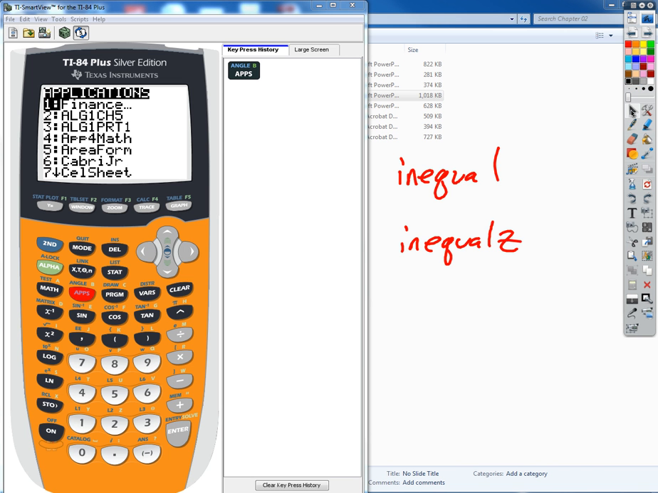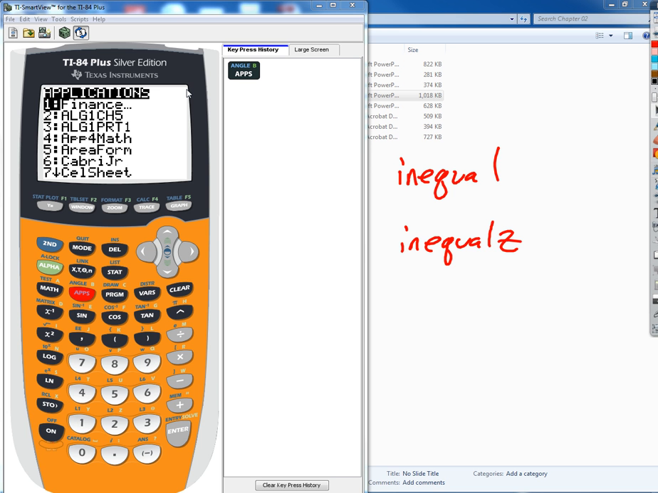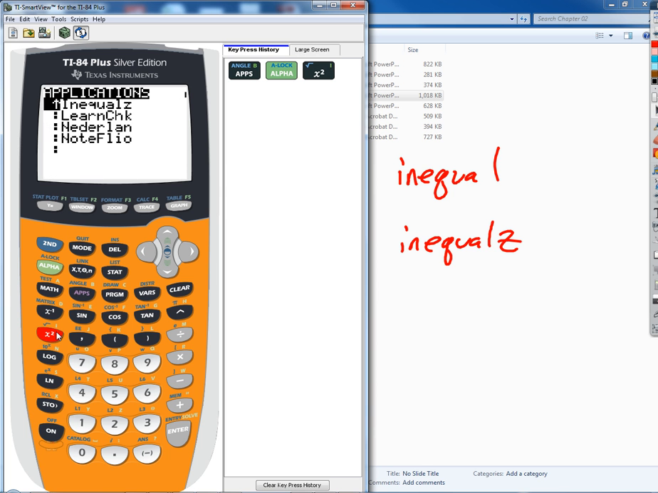So if you go down, if you're in the applications, if I just hit alpha, you want to see that little alpha tag up there? Yeah, I can. If I hit alpha and then I, it'll skip down, and mine's called Inequal Z. Does everybody have that? Raise your hand if you don't have it. Oh, wow, everybody's got it. First time ever. That's great.